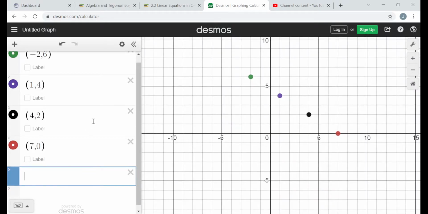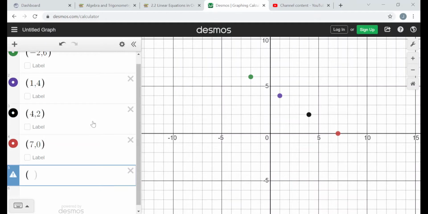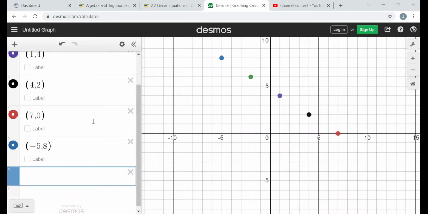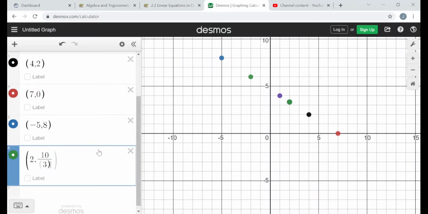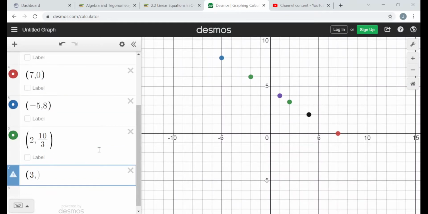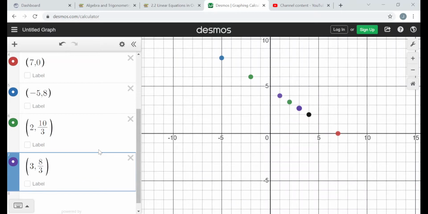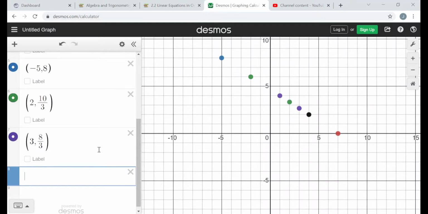All right, I'm going to keep going. Going backwards from (-2, 6), I went left 3, up 2. That was (-5, 8). All right, but then remember, I went from (1, 4) down 2/3, right 1. That gave me (2, 10/3). And then do it again. You have (3, 8/3). And you see how all these points are showing up in a straight line.